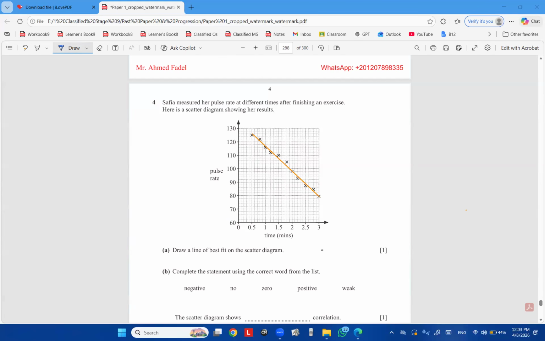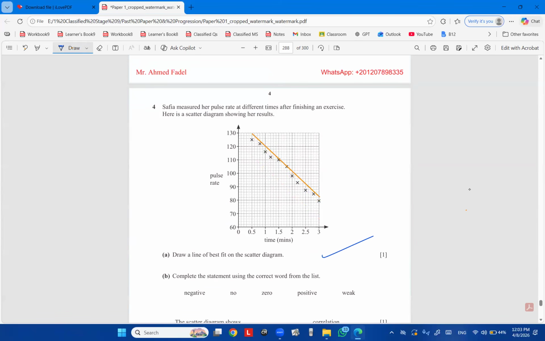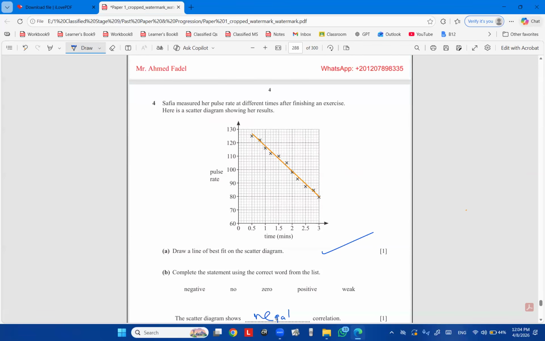After that, we finished this one. Complete the statement using a correct word from the list. The line is moving with me, so I'm going to erase the line. You already had a look at it. The correlation is negative. So what you're supposed to do here is write negative correlation. Let me clear the annotation.